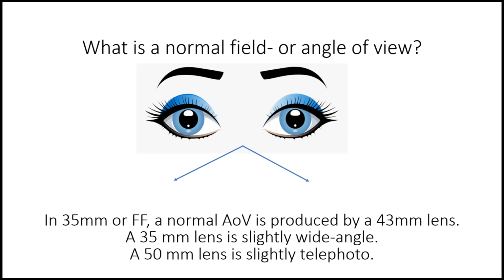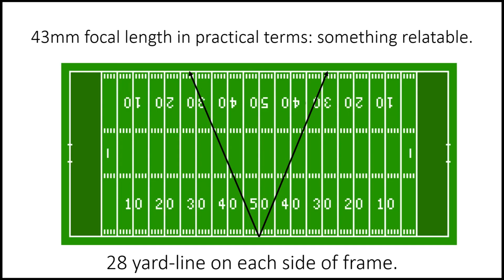In 35 millimeter film or full frame, a normal angle of view is produced by a 43 millimeter lens. So a 35 basically is a little bit wide, and a 50 is a little bit telephoto. So a 43, getting back to 43 in practical terms. I'm trying to frame this in something that you can relate to.